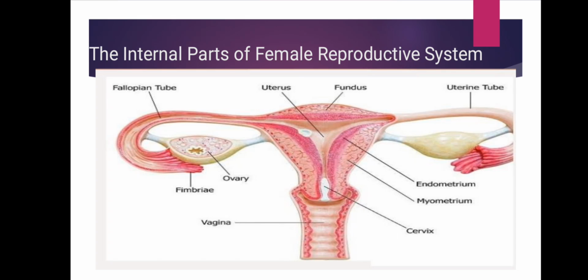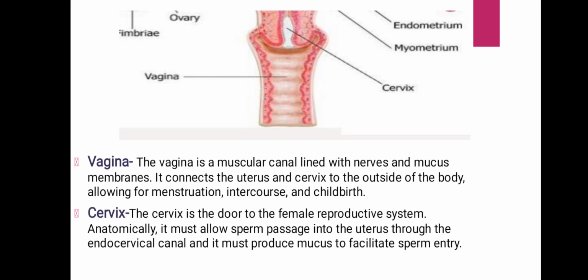And now let us go on to the internal parts of the female reproductive system, which includes the following: vagina, cervix, myometrium, endometrium, uterine tube, fundus, uterus, fallopian tube, fimbriae, and ovary. The vagina is a muscular canal lined with nerves and mucous membranes. It connects the uterus and cervix to the outside of the body, allowing for menstruation, intercourse, and childbirth. It also receives the penis during sexual intercourse.